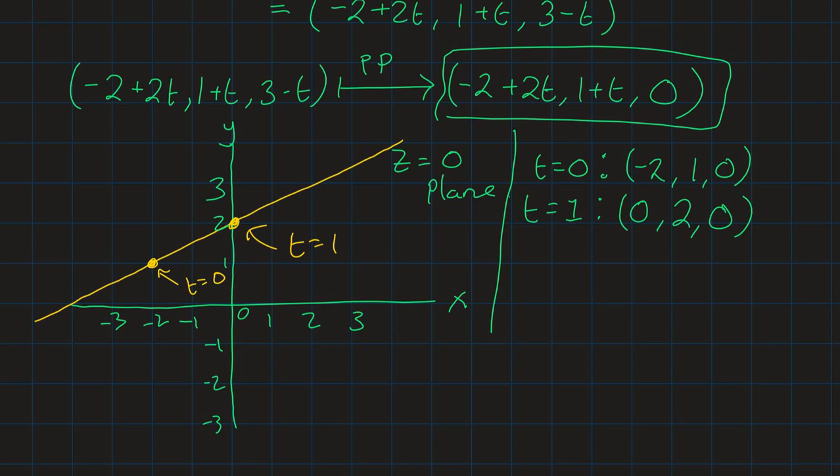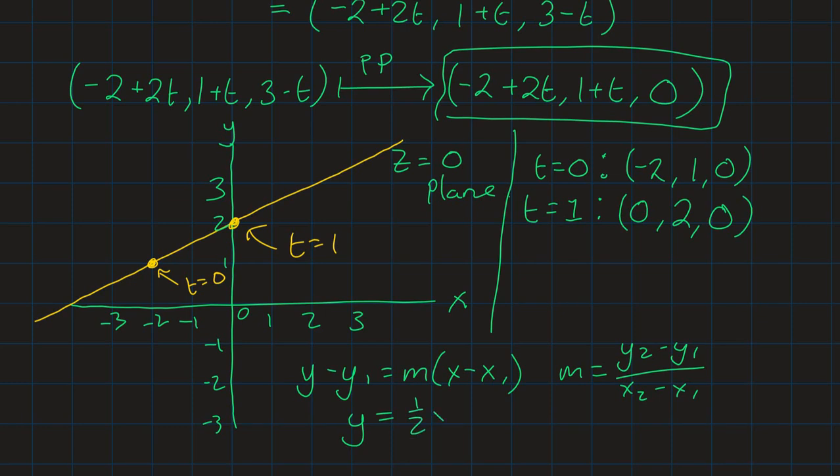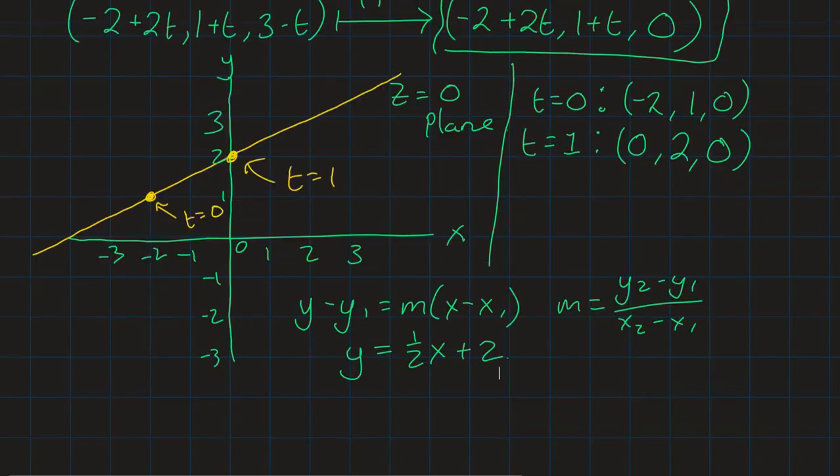If the question asked, you could even calculate the equation of this yellow line. You could use the y minus y1 equals m times x minus x1 equation, where m equals y2 minus y1 divided by x2 minus x1. And if you do that and then simplify, you should get y equals 1/2 x plus 2. But I'm not going to go through the details because we've spoken a lot about calculating the equation of a line in previous videos. Let's go on to a different example.